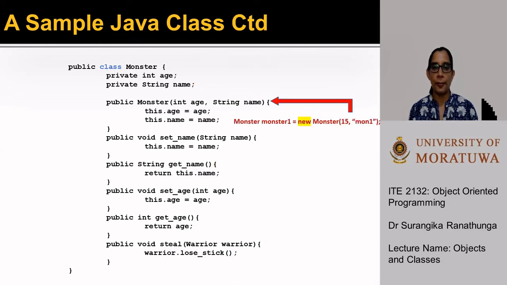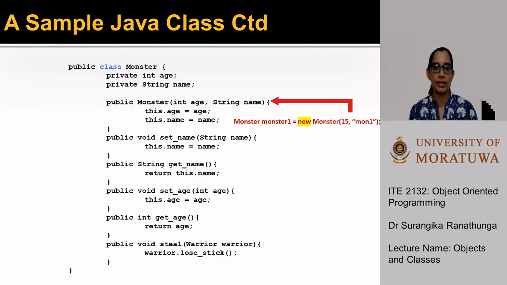Now when we create an object, we always have to use the new keyword. This is the way we should be creating objects. It says monster, so now we are creating objects of the monster class. We are saying monster1 equals new monster, and we pass the values. When the monster1 object is created, it will already have the age as 15 and the name as mon1. Now if you want to create another one, we can say monster2 equals new monster, and we give its name and the age. Likewise, from the same class, you can create any number of monster objects.